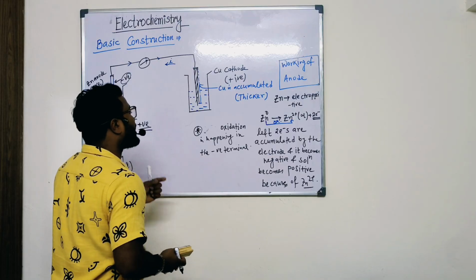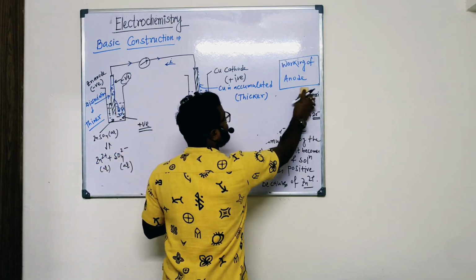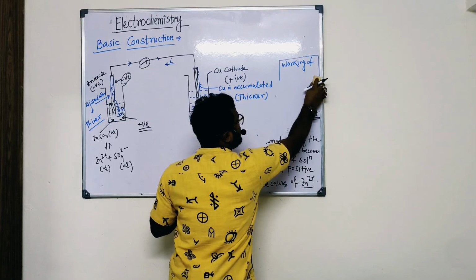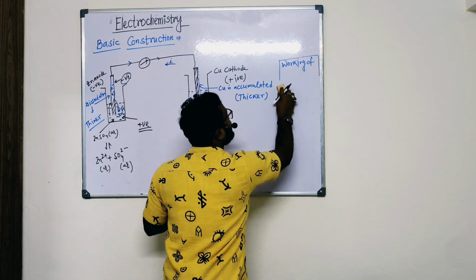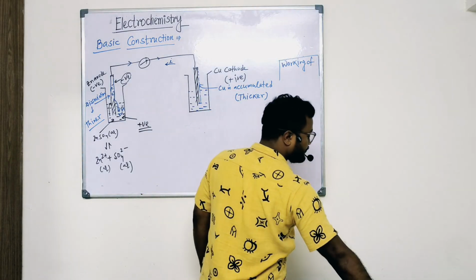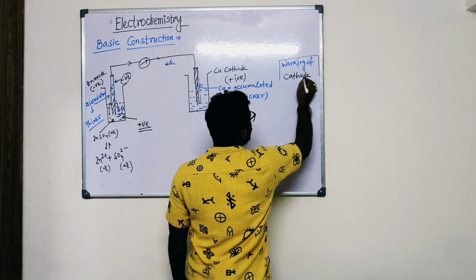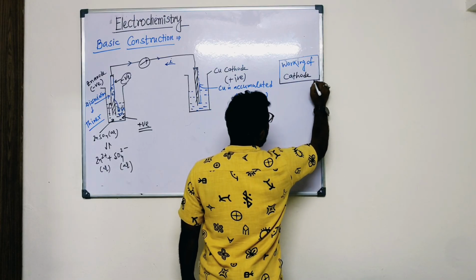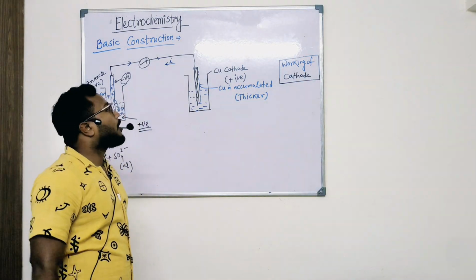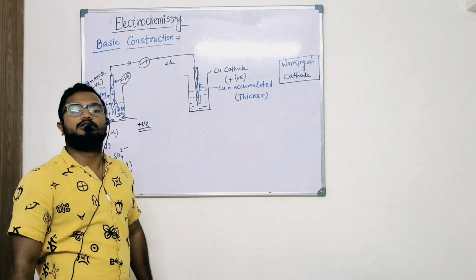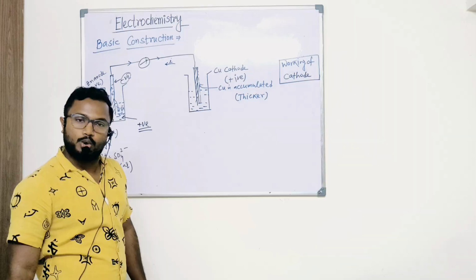What happens in the cathode terminal? Let's discuss the cathode as well. So we are going to discuss the working of the cathode, how the cathode terminal is working. In case of the cathode, we know copper is less electropositive in comparison to zinc. So respectively, copper is electronegative.